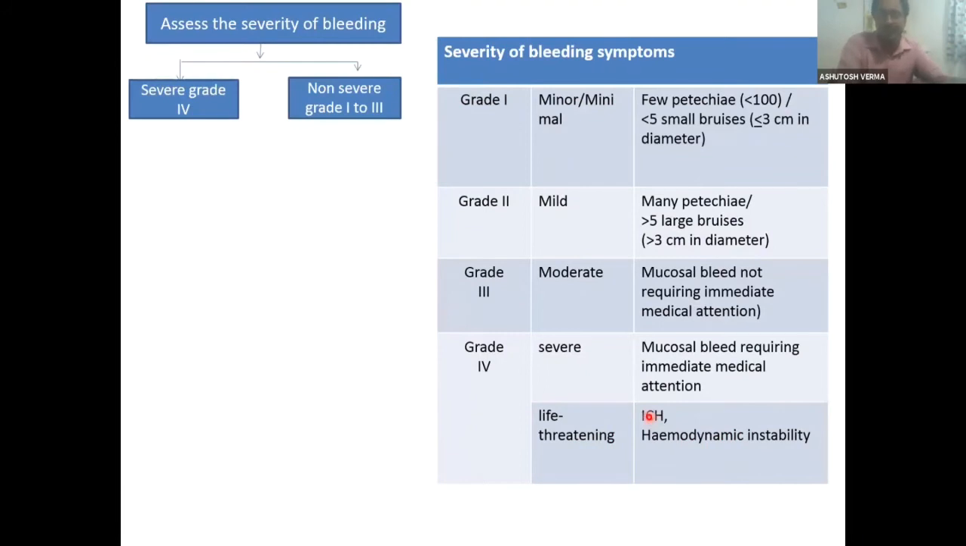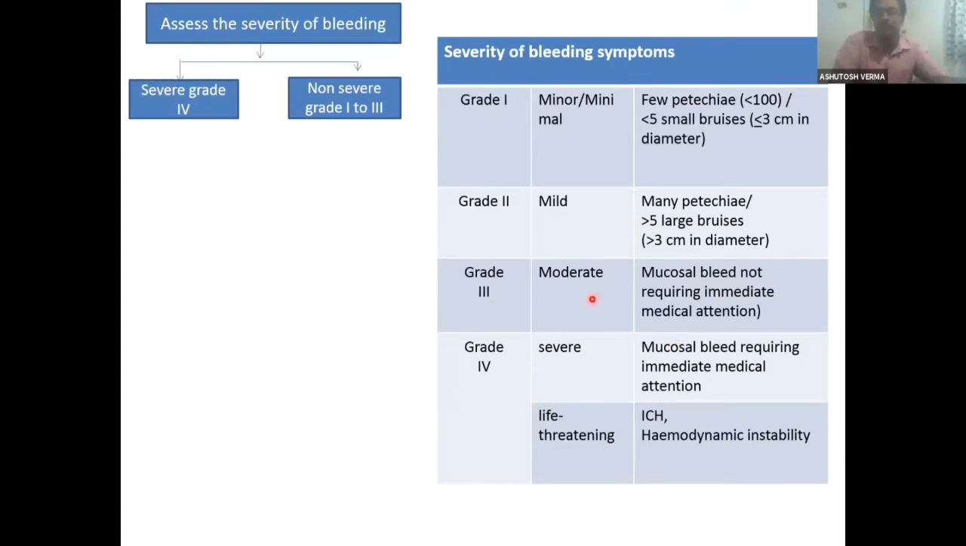So how to approach a child of ITP who is bleeding? First of all, we should assess the severity of bleeding. There are many gradings of the bleeding like WHO, Buchanan, IVLS, but the most commonly used is the WHO. So there are 4 grades: grade 1, grade 2, grade 3, and grade 4. Grade 1 and grade 2 are the skin bleeds. Grade 3 and grade 4 are the mucosal bleeds.